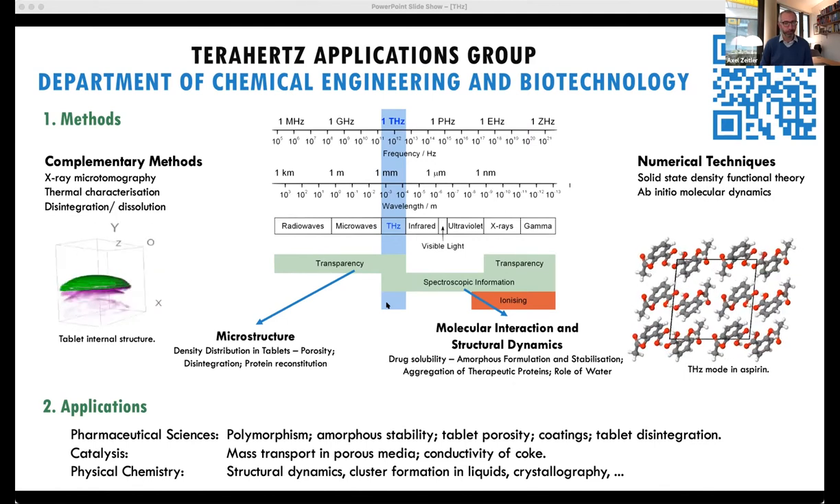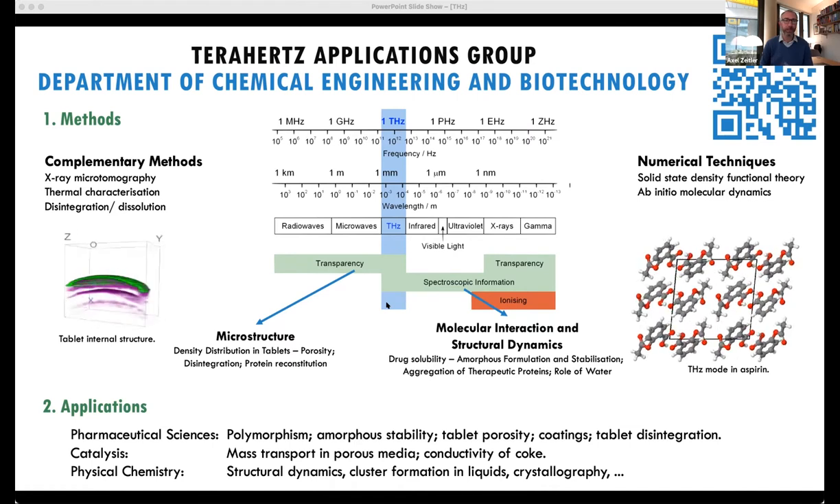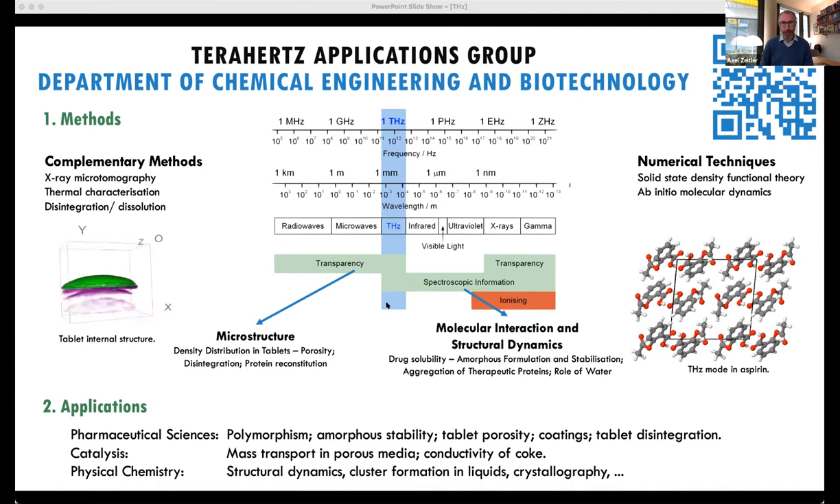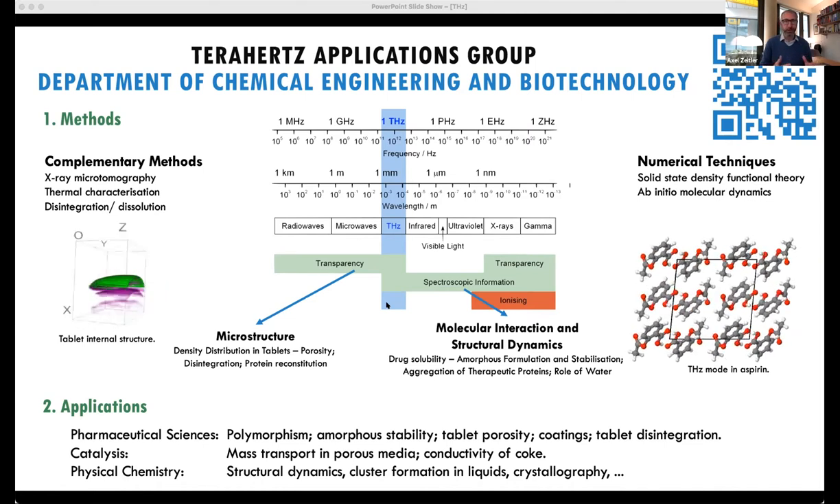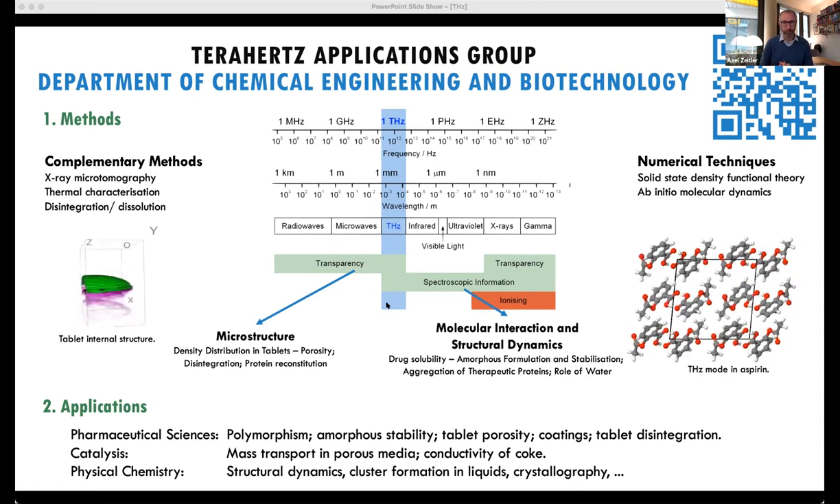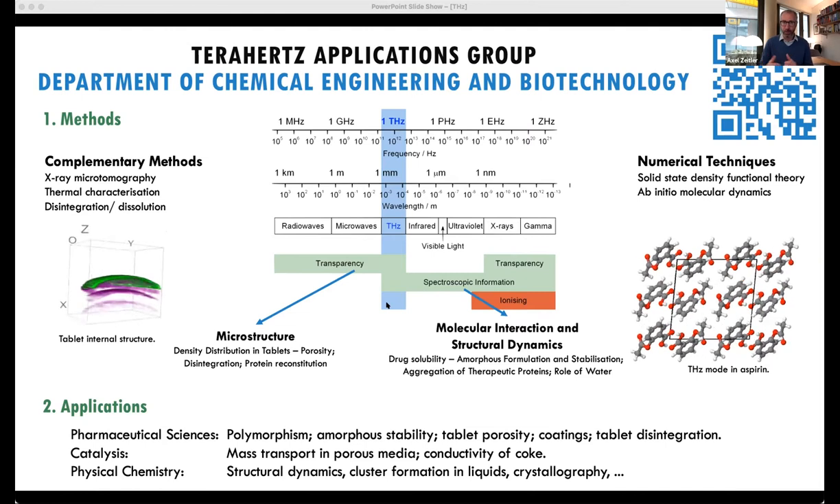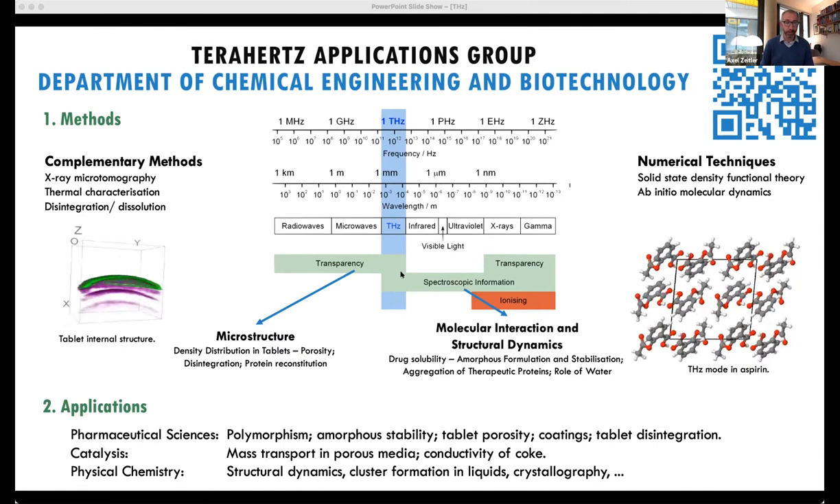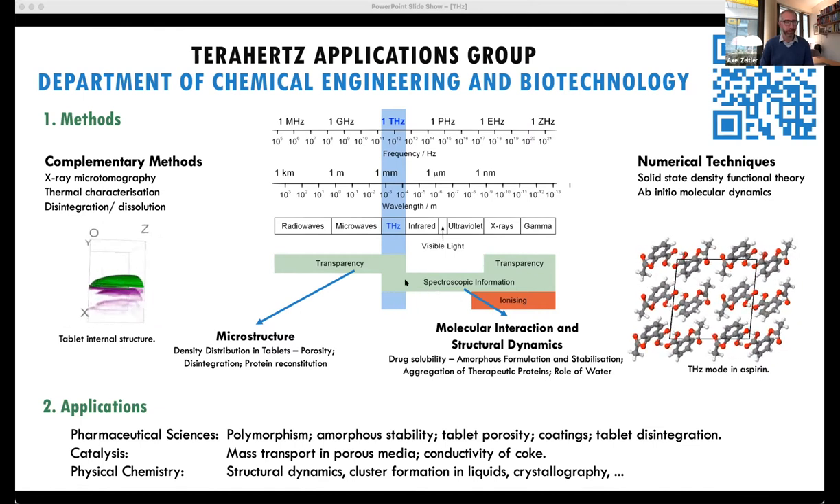And that really underpins these two strands of research in the group. So part of the group works on exploring structural properties of materials, and another part of the group works more on the interaction of molecules that we can probe with the vibrations that take place at terahertz frequencies, and this gives rise to these spectroscopic fingerprints.